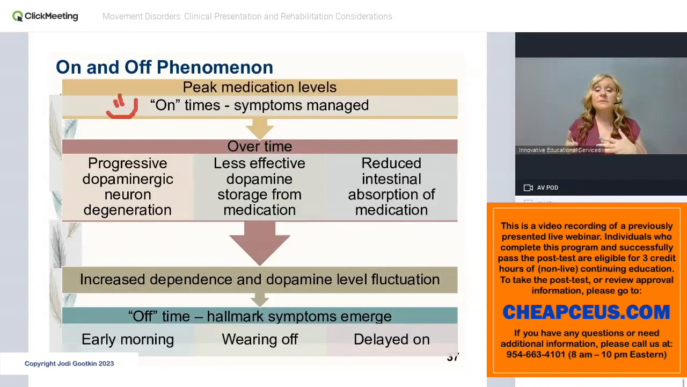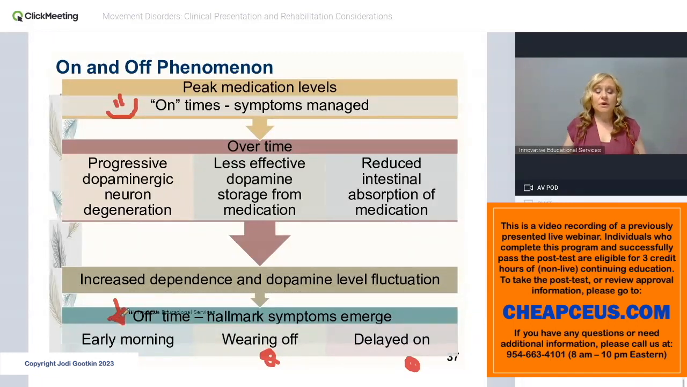Well, at different times of the day, there'll be a natural fluctuation. First thing in the morning, before they get up, the level may be low. Before that next dose kicks in, there'll be these different times throughout the day where the individual's symptoms are going to return, and those are our off times where they're having decreased functioning.